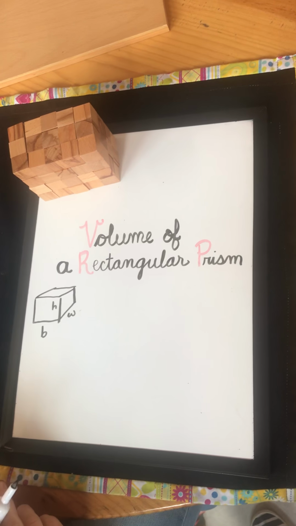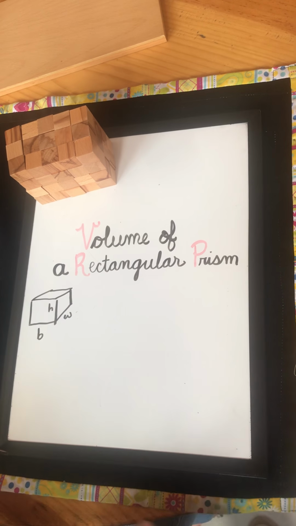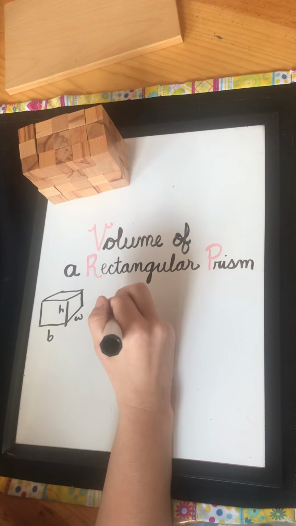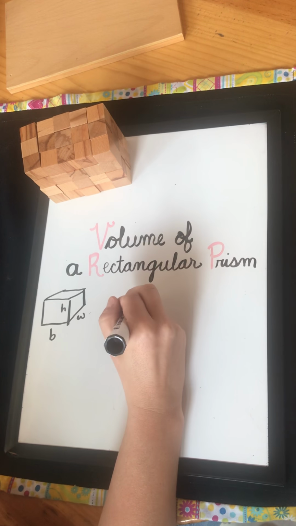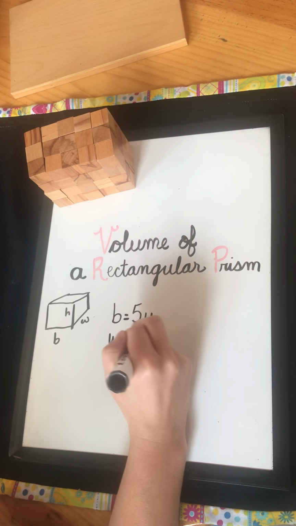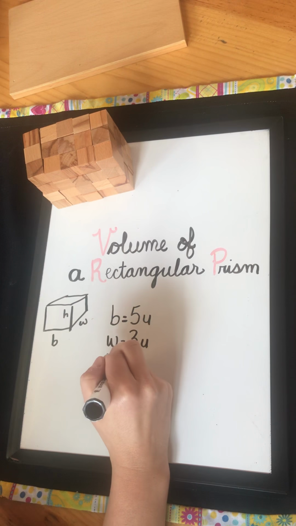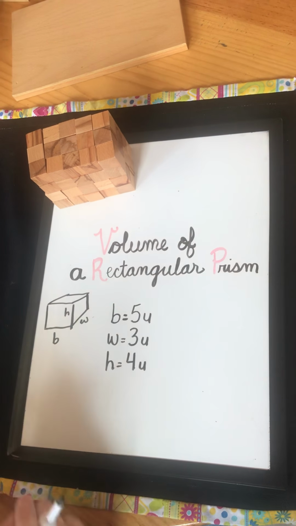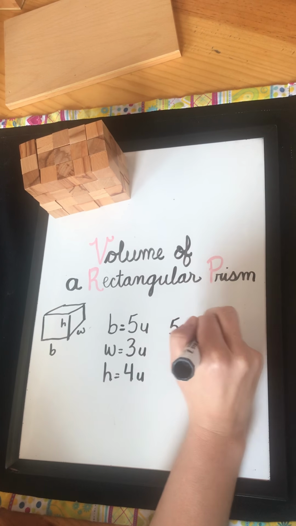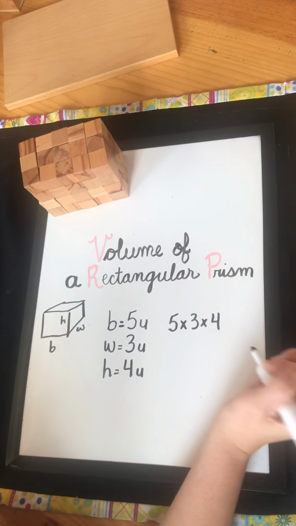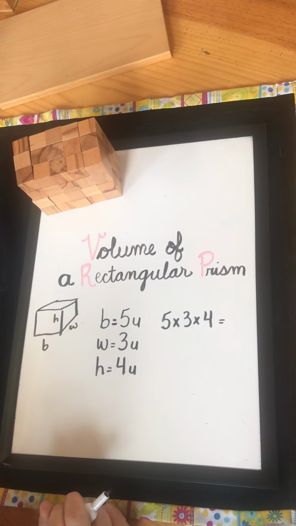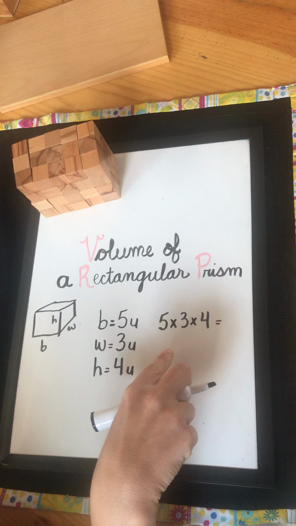And all we have to do with those measurements is multiply them together. So here we have in our rectangular prism a base of 5 units. We have a width of 3 units, and we have a height of 4 units. So in order to calculate the volume, I have to do 5 times 3 times 4, base times width times height, and that would give us, well, let's look at it together.